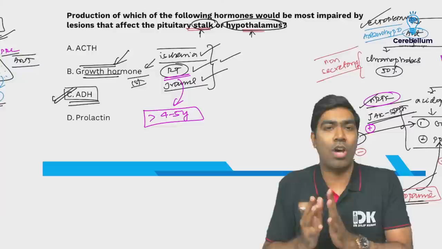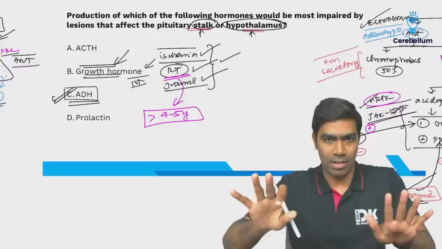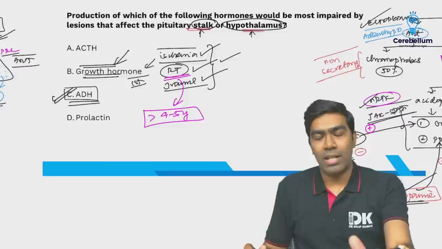That's why radiotherapy is the third line option. You don't use radiotherapy as a first line. First line option is going to be either drugs or surgery, depending on the tumor that you're going to look at. Either you use surgery like transsphenoidal surgery, or you use some drugs to control the hormone output. So it takes 4 to 5 years to damage.